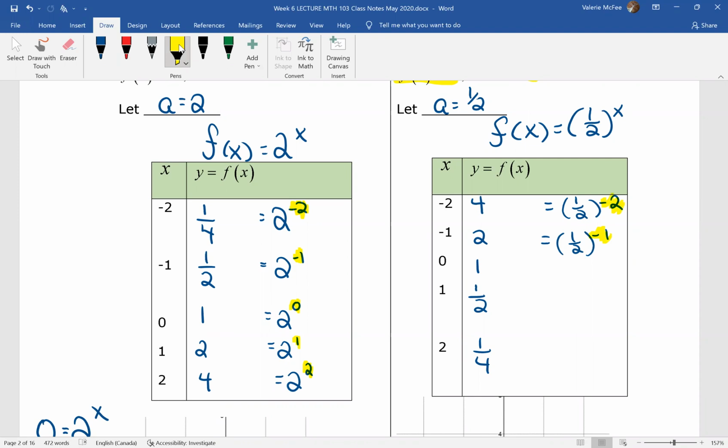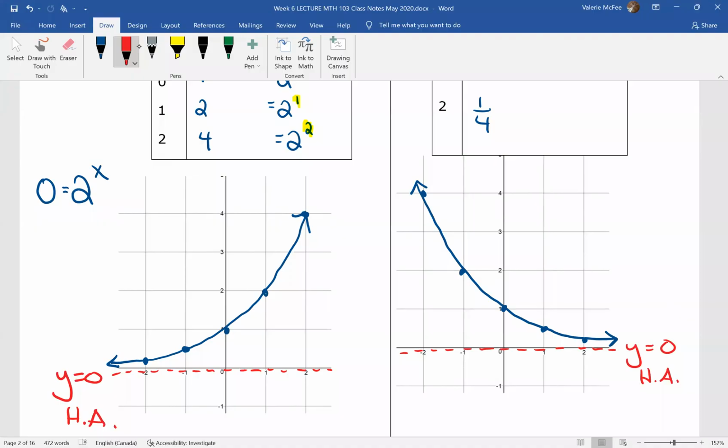Let's plot this graph. So you see that this graph is decreasing where the first graph was increasing, but again, we have a horizontal asymptote at y equals 0. Let's take a closer look at these two graphs so we can determine some of the properties of our exponential function. We'll do that in the next video lesson.